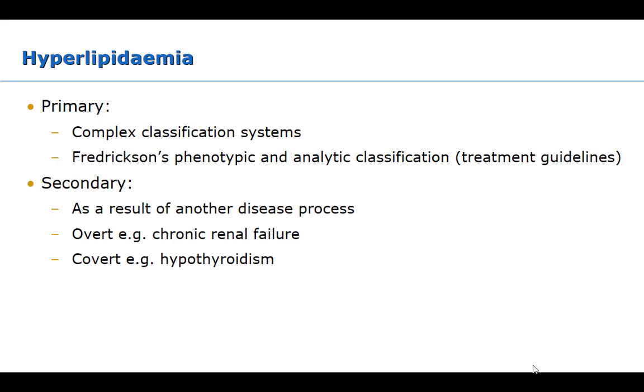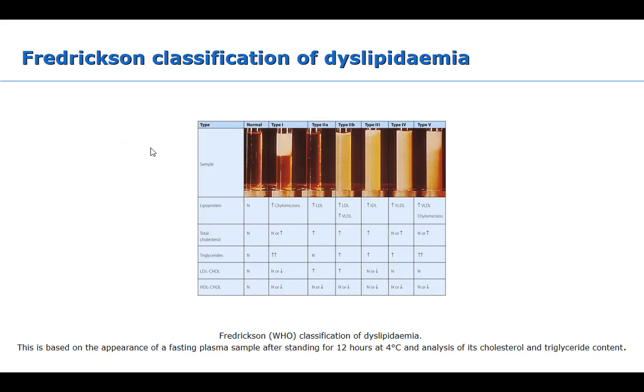The hyperlipidemias can be divided into two major categories, primary and secondary. Primary is where it is due to some primary defect in lipoprotein metabolism. Secondary is due to another disease process, for example chronic renal failure or hypothyroidism, where there is some effect on lipid metabolism and it presents as hyperlipidemia.